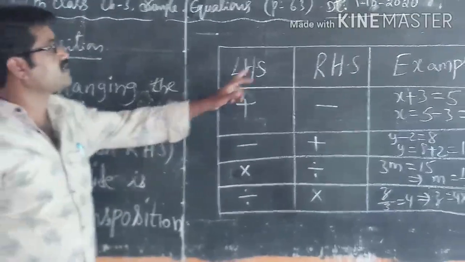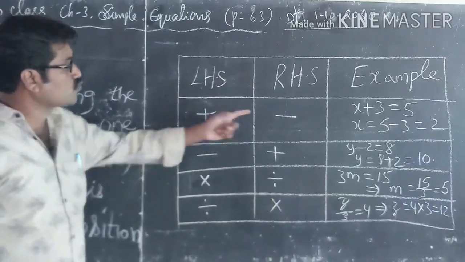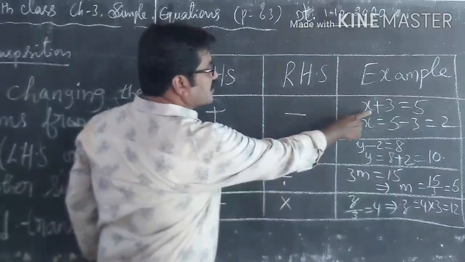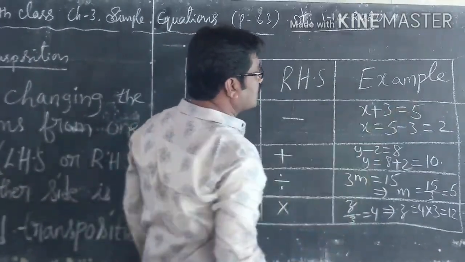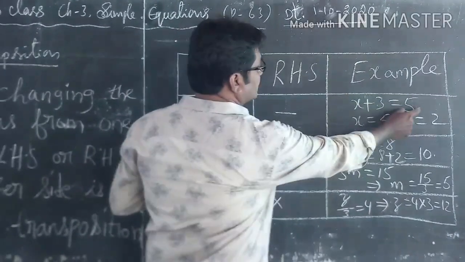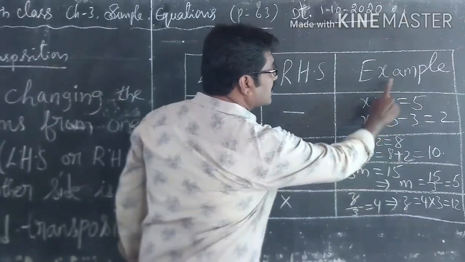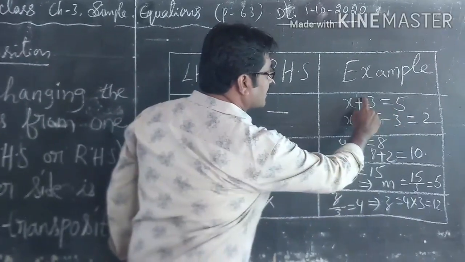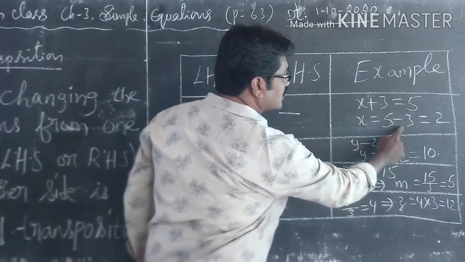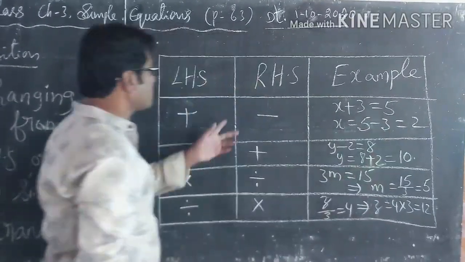See, LHS, RHS, and I will explain with an example. Listen. Plus goes to minus. For example, x plus 3 is equal to 5. On the LHS we have x plus 3, on the RHS we have 5. Plus 3 goes to the other side as minus 3. 5 minus 3 is equal to 2. This is plus goes to minus.